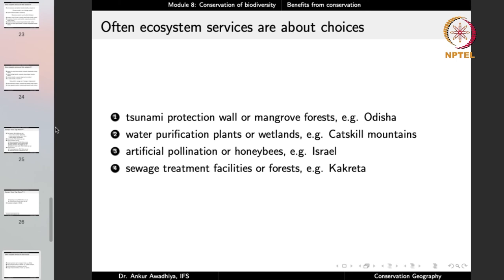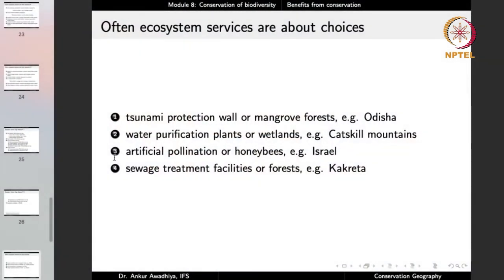This is a choice. Similarly, in the case of water purification benefits, we can either make use of wetlands as the city of New York is doing, or we can make use of water purification plants. So if a water purification plant is being set up in your locality, you can always ask the question, why don't we just conserve our wetlands? Because the wetlands will provide us with the water purification benefits, plus they will also provide other benefits such as tourism, recreation, jobs.